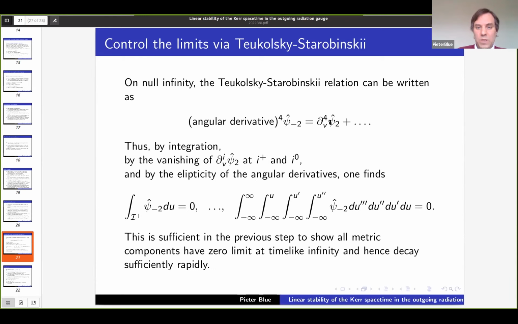So that's the analysis that's done on null infinity, and we have an analysis that's partly on null infinity and then partly in the deep exterior, and then another analysis that's somewhat closer to the event horizon.